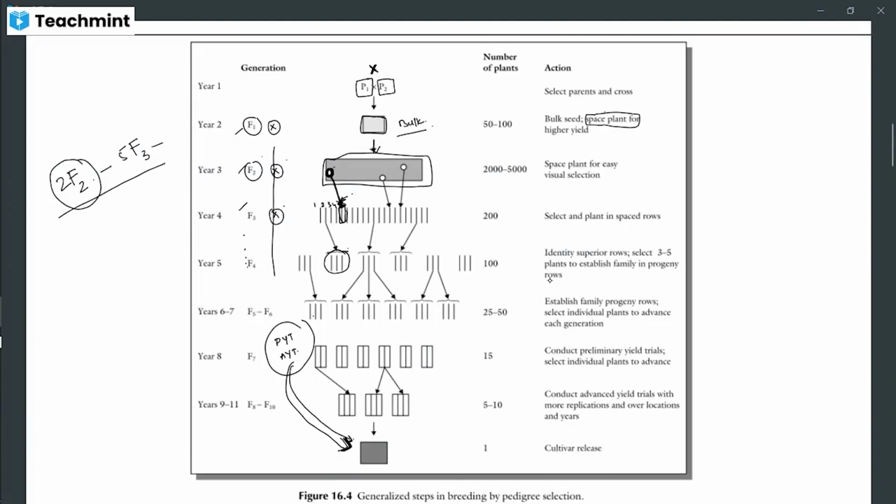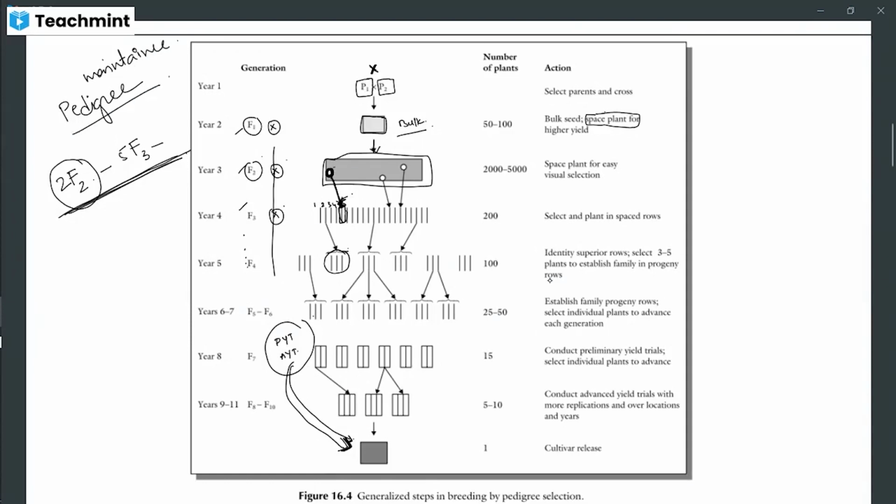So you need to maintain the record. This is nothing but maintaining the record, that is pedigree maintaining. Pedigree maintenance means you are just maintaining the record.